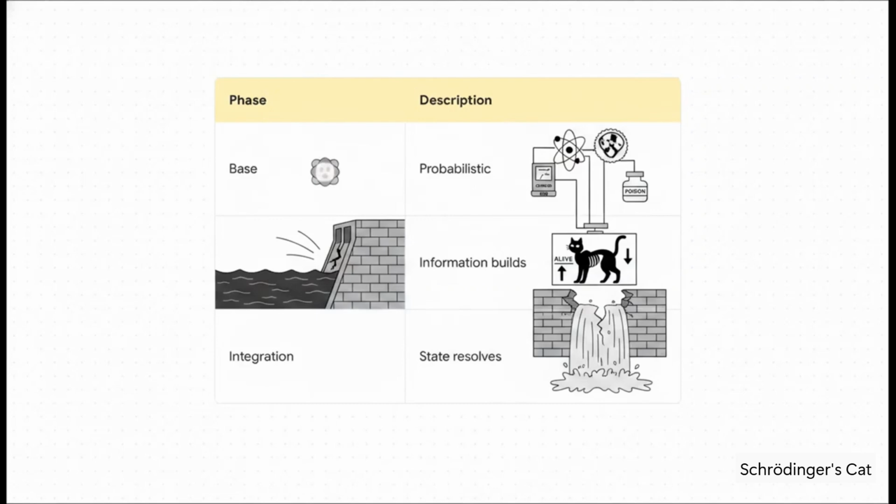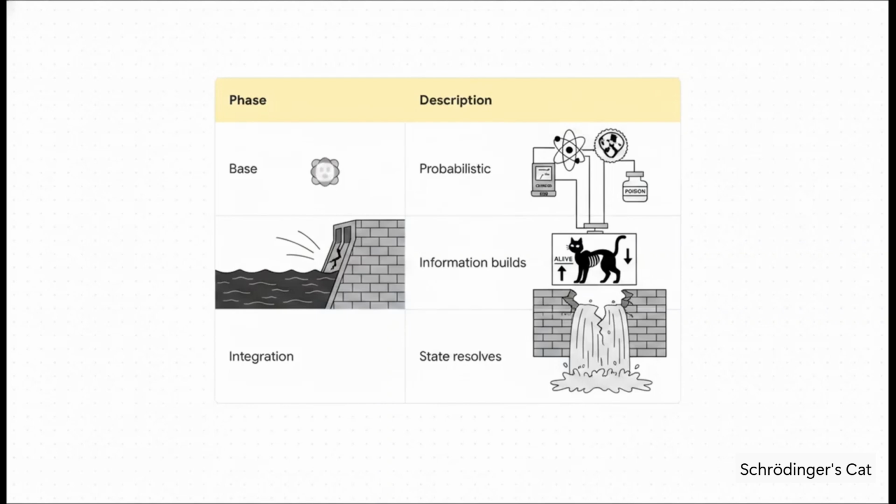First up is the base phase. This is where our tiny radioactive atom is just hanging out, totally unresolved. Think of it like a quiet, perfectly still lake. But then we hit the pressure phase. The atom starts connecting to the Geiger counter, the mechanics, the poison. The system is no longer isolated. Imagine water building up immense, crushing pressure behind a massive dam. It's pushing incredibly hard against the boundaries of reality.